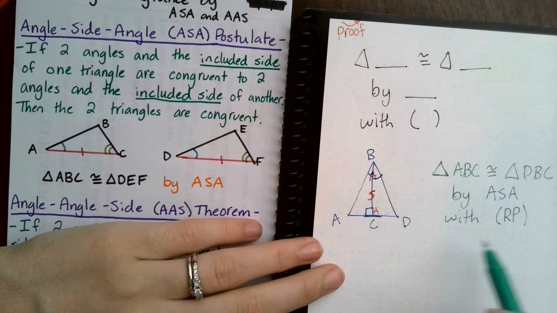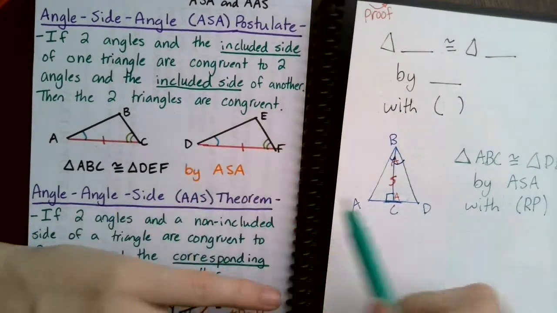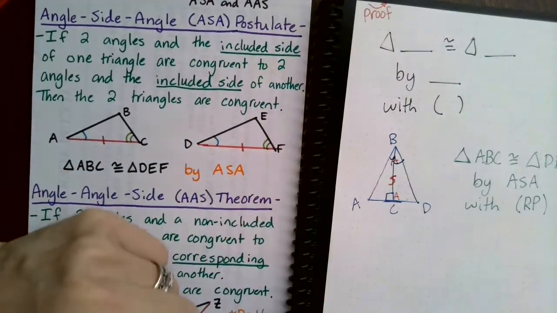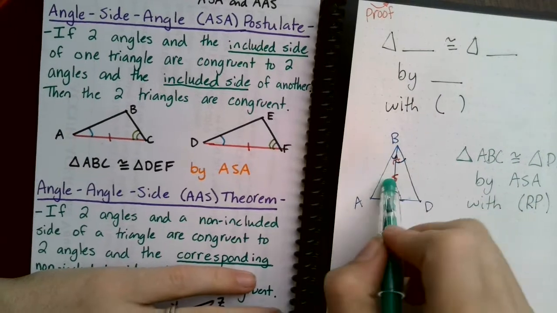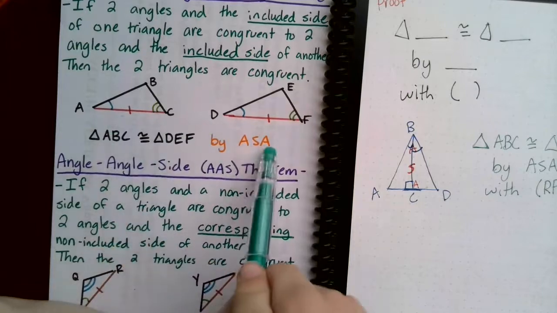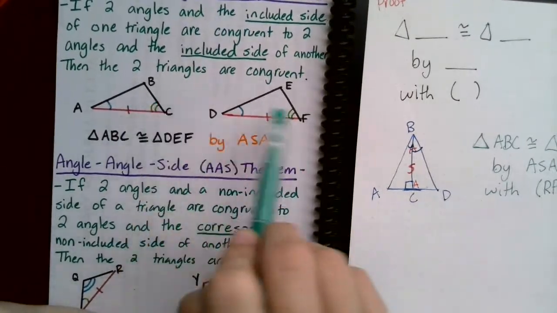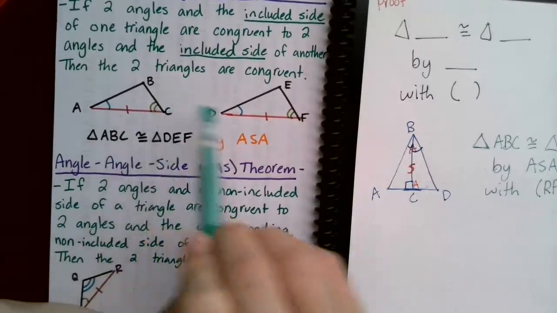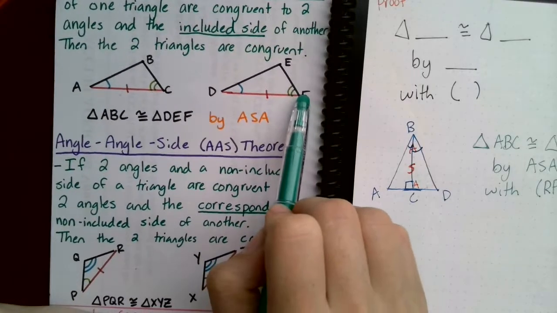Okay, so keep that in mind. So that's how, when they share a side, that's an easy way to recognize the reflexive property. Okay, so that's how we have it on here. On this one, there's no with because this is just very straightforward angle, side, angle, angle, side, angle.